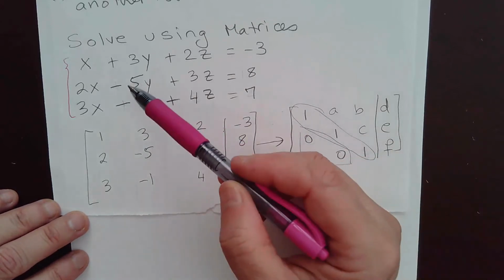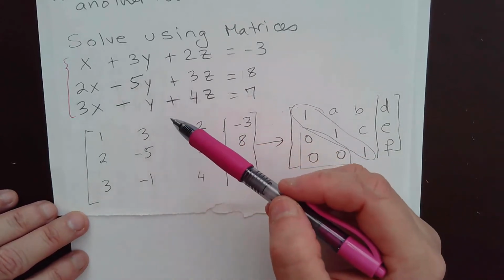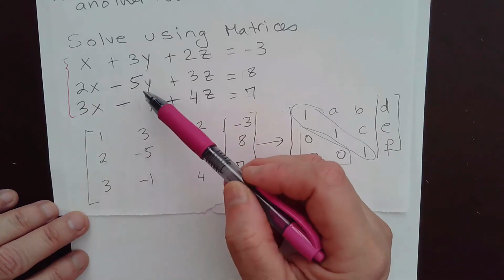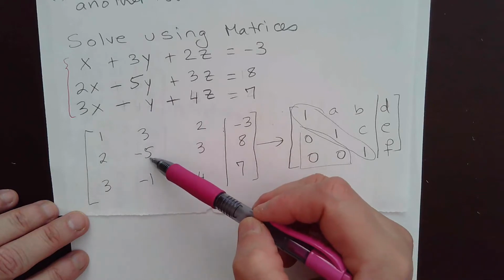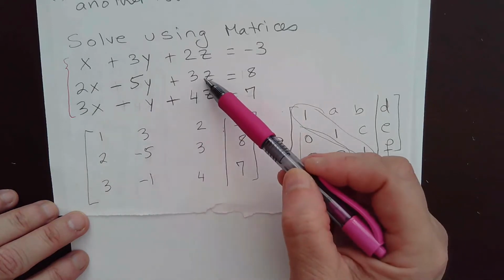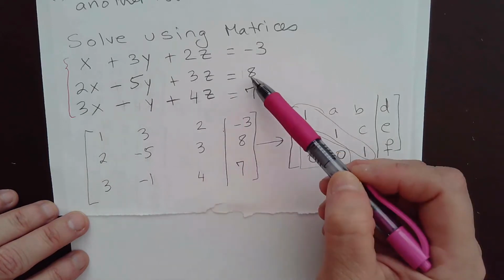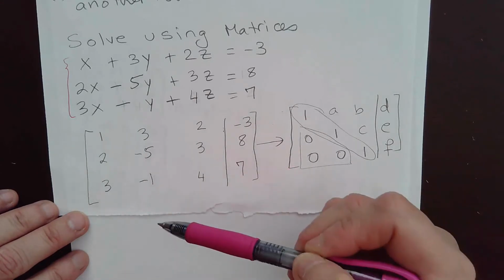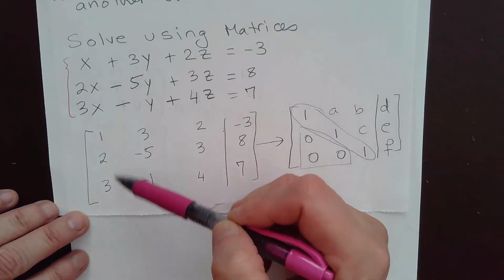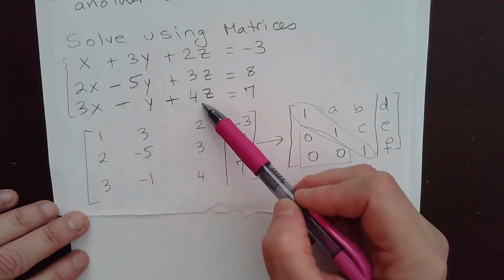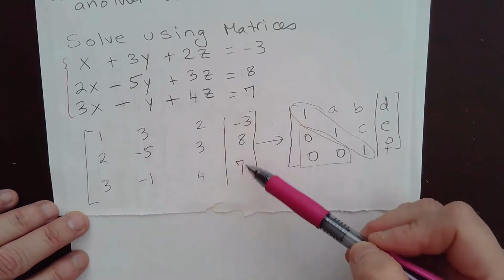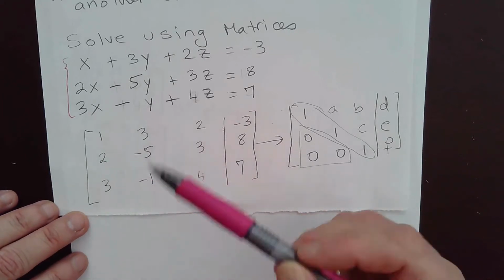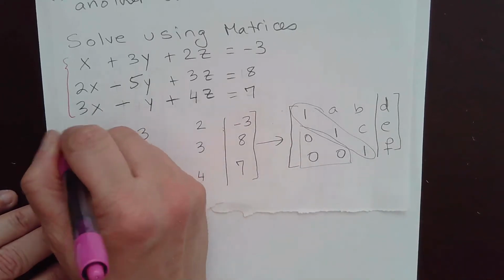We're going to be doing the same thing for equations 2 and 3. For equation 2, the coefficient of x is 2. The coefficient of y is -5. The coefficient of z is 3. The constant after the equal sign is 8. Again, we'll do the same thing for the third equation. We have 3, -1, 4, and 7. And this is what we call the augmented matrix.